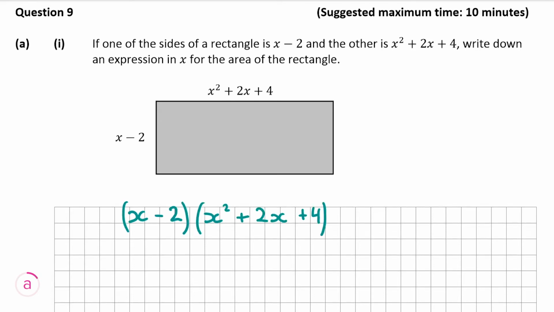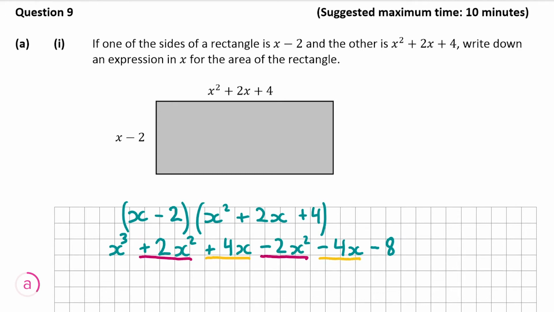So now we're just going to multiply both of these by each other. So that's going to be x cubed plus 2x squared plus 4x minus 2x squared minus 4x minus 8. Now we can tidy this up a small bit. We have plus 2x squared minus 2x squared, so both of those will just cancel each other out. And then we also have plus 4x minus 4x, which I've underlined in yellow there, and both of those will also cancel each other out. So that means we'll be left with x cubed minus 8. And that is our answer for A part 1, and A part 1 is worth 10 marks.